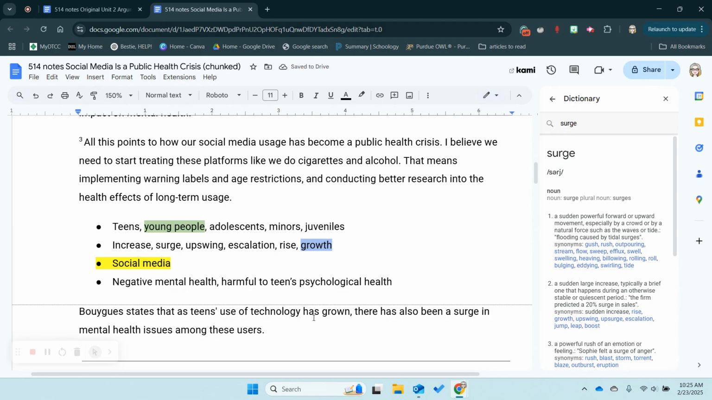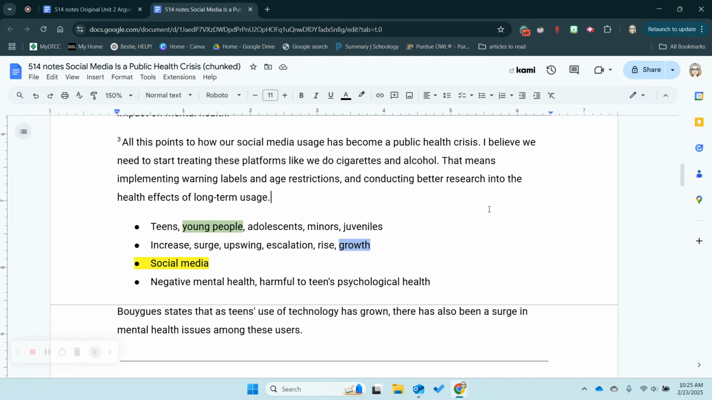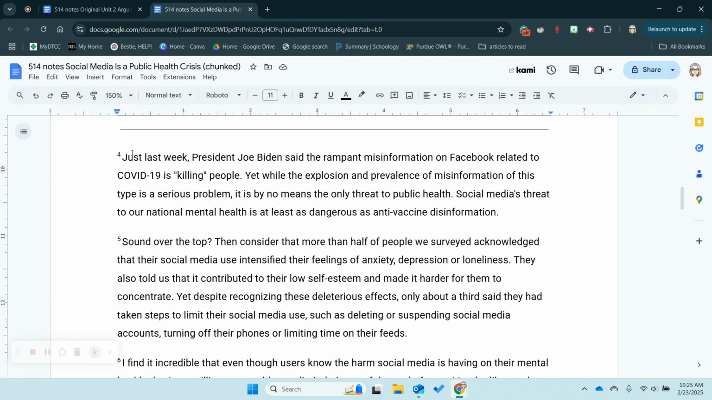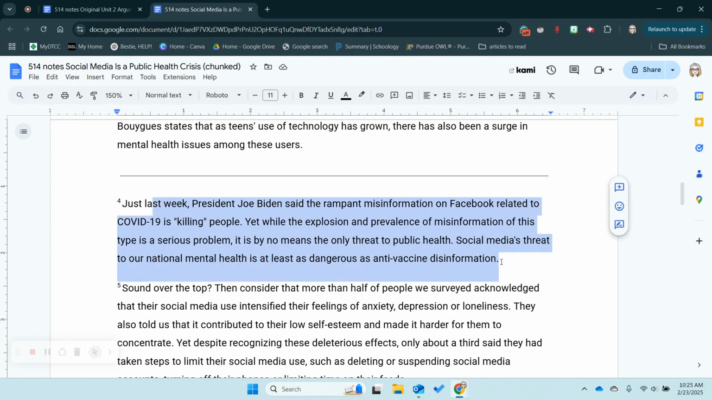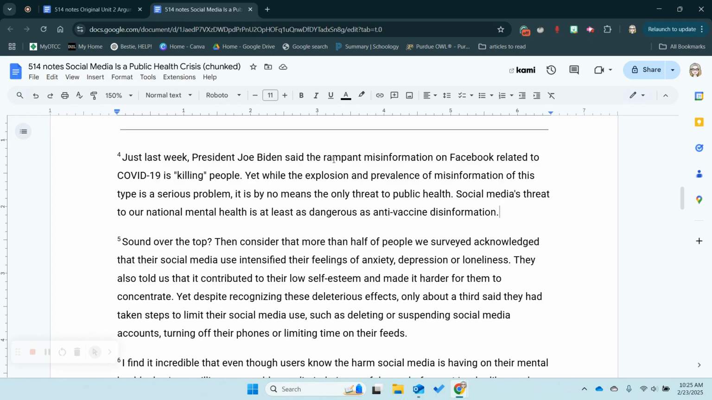Make sense? Let me do one more. All right. Now this one was a little tricky. A lot of people got caught up in this misinformation bit here about the COVID-19 vaccine, but notice that that's just mentioned in passing here. So I would not count that as a major detail. So let's see what she really gets into here. All right. So the misinformation is killing people, but she says that this is nothing compared to social media's threat to our national mental health. So she's actually using this as a comparison because this was something that was very current in the news at the time.